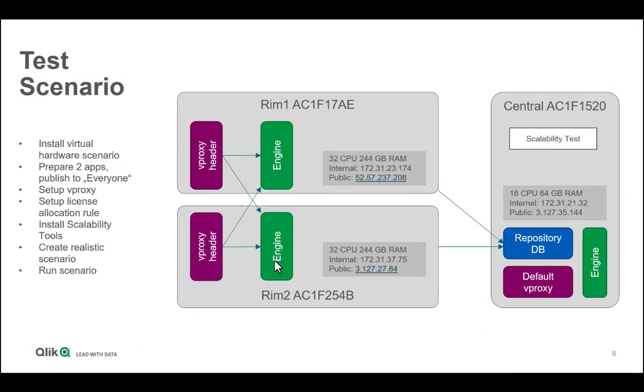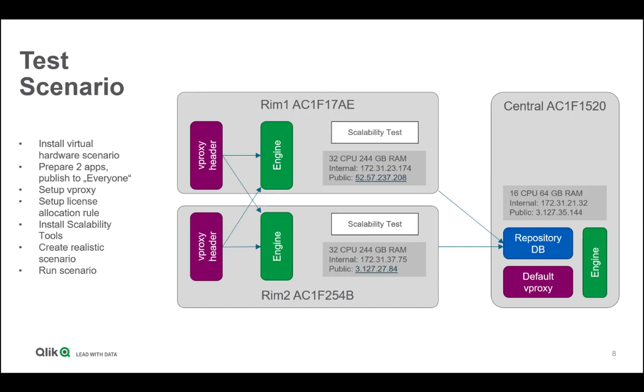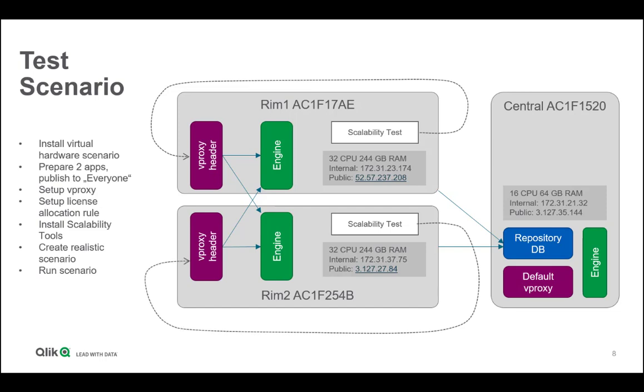The next step was to create a realistic test scenario and run it. It would be smart to have the scalability test on a fourth node, a dedicated test node if you wanted. But I don't want to overstress my budget here. So I used the RIM nodes themselves also to run the test. And then I ended up with this scenario, so that the scalability tests were run against their own virtual proxy.